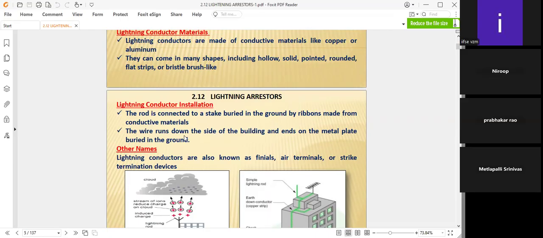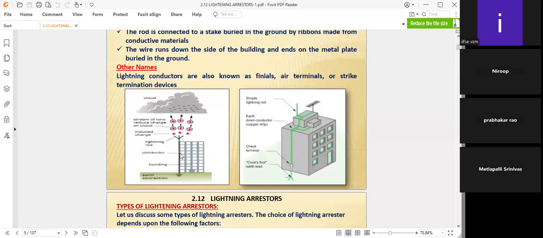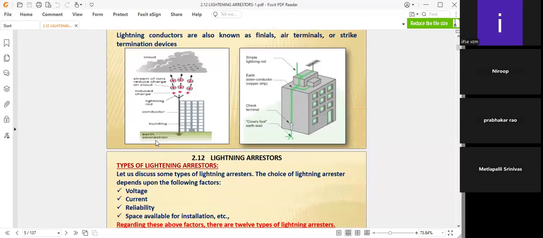The wire runs down the side of the building and ends on the metal plate buried in the ground. That's what the schematic shows, with a cloud. The stream of ions reduces the charge of the cloud, where within the cloud the charge is separated, and the lightning rod receives the lightning.